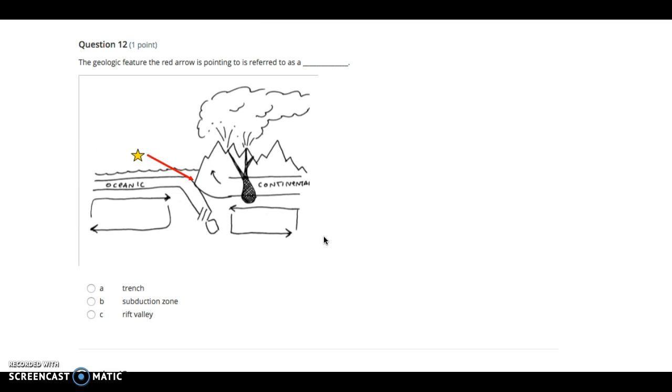Question number 12. The geologic feature the red arrow is pointing to is referred to as a blank. A. Trench, B. Subduction zone, C. Rift Valley.